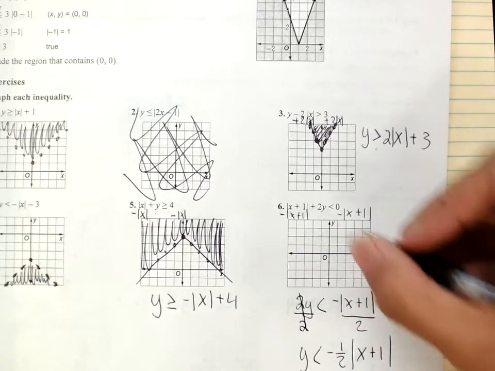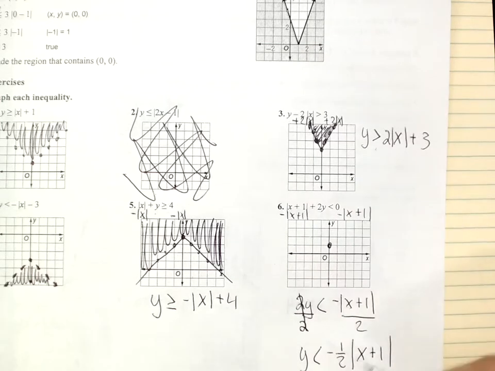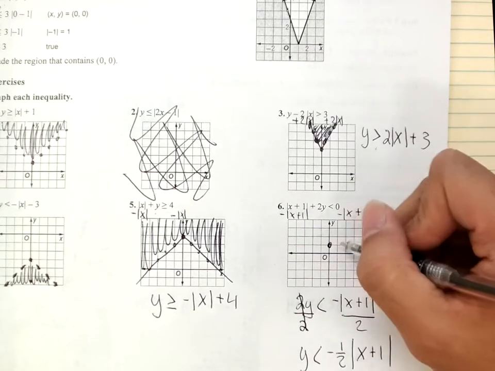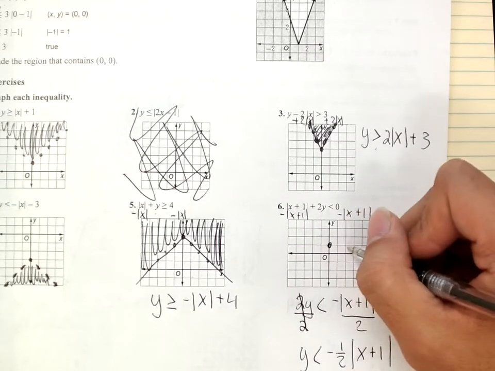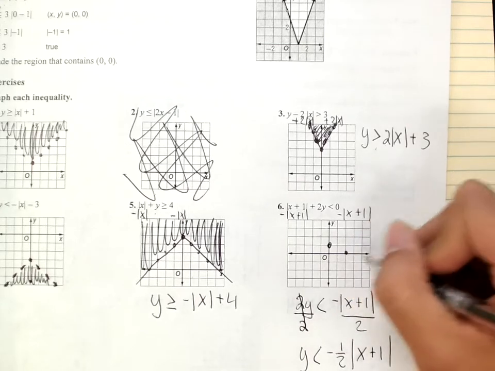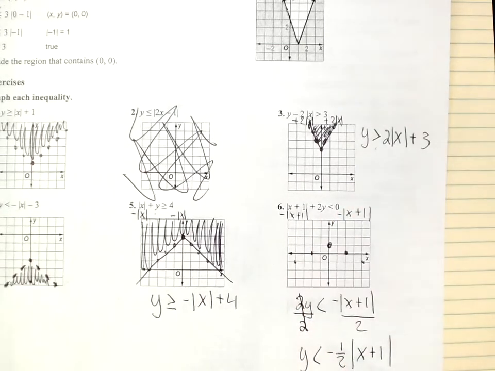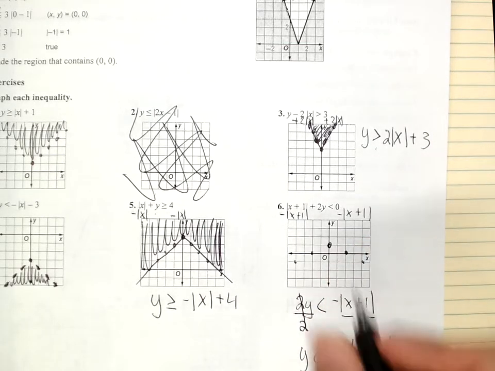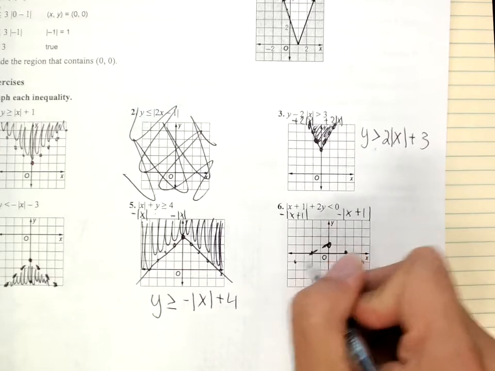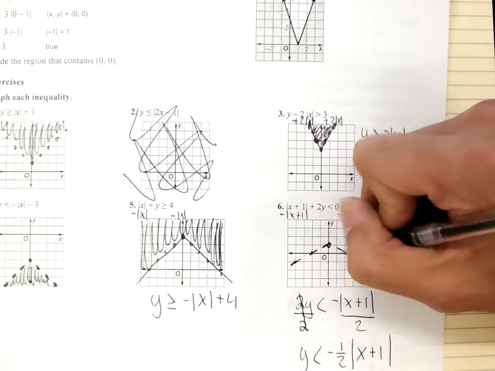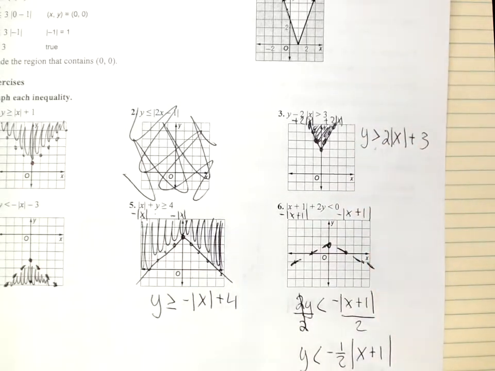Okay, now I know I start up 1, negative, so it's going to reflect 1/2. So I'm going to go over 2 and down 1, over 2 and down 1, over 2 and down 1, over 2 and down 1. Now, not a solid line, right? Not equal to. Y is less than. If y is less than, we're going to shade the bottom.